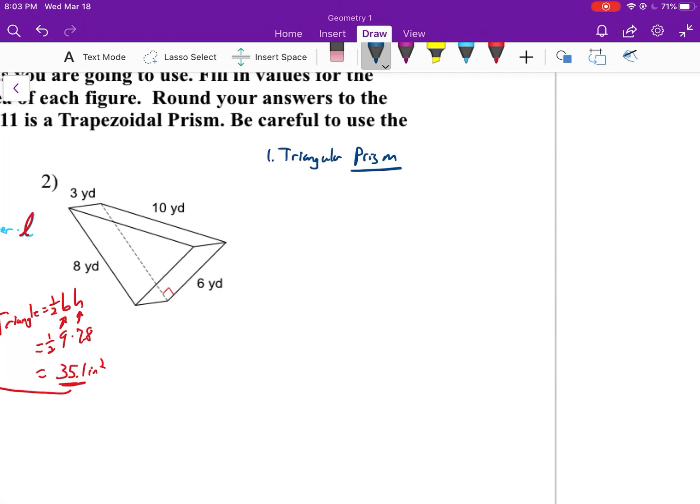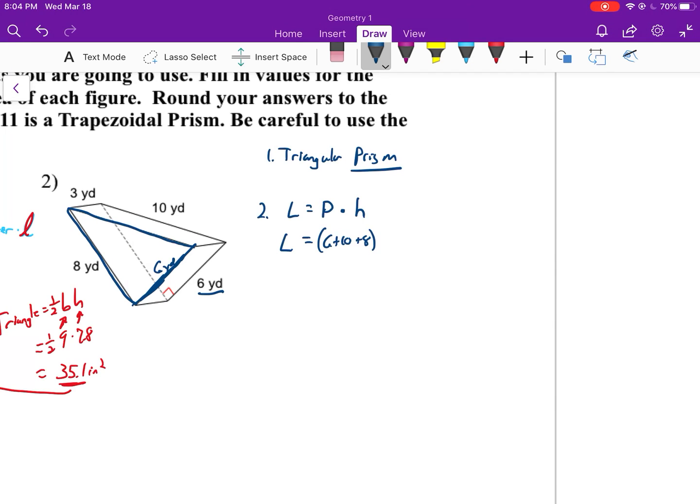Well, since it is a prism, our second thing, we want to do our lateral area. Lateral area is the perimeter of the base. So we do P, perimeter of the base, times its height. So the base is a triangle. And so we see here, this would be 6 yards because this is 6 yards. So 6 plus 10 plus 8. 6 plus 10 plus 8 is the perimeter.